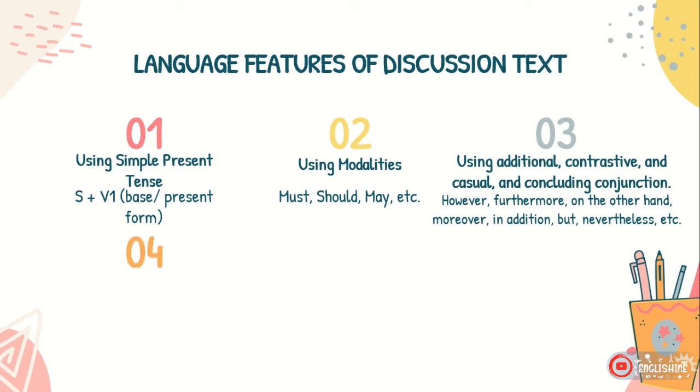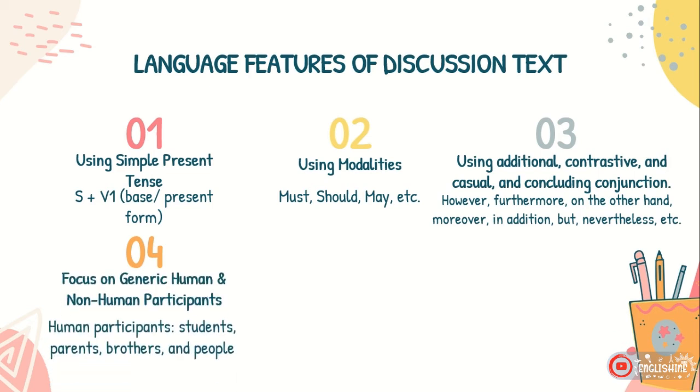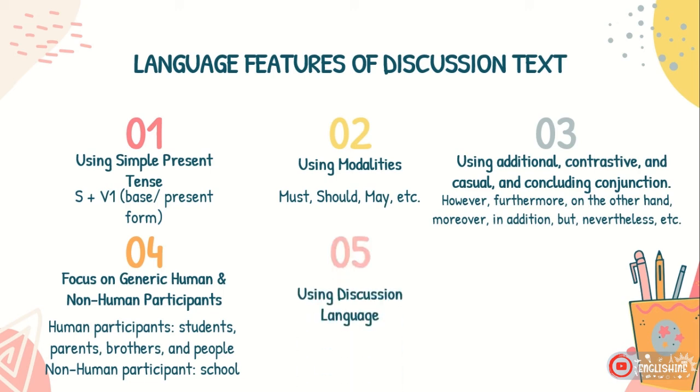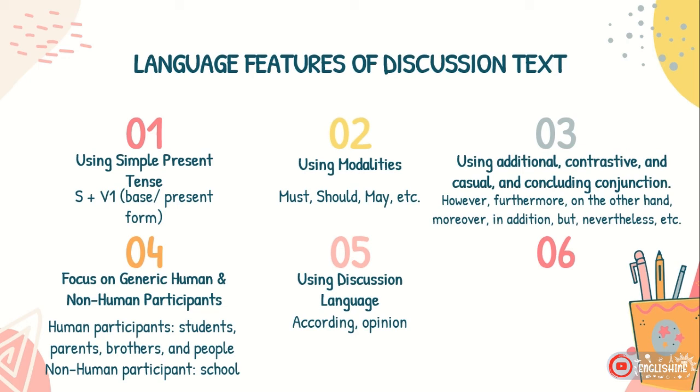And the fourth is focus on generic human and non-human participants. So the examples of human participants are students, parents, brothers, and people. And the example of non-human participant is school. And the fifth is using discussion language such as according and opinion. And the last is using thinking words such as feel, hope, and believe.